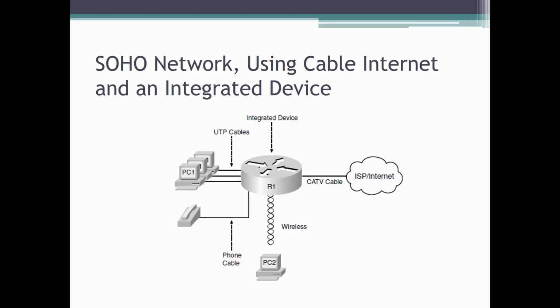Again, the SOHO router could be multiple devices. It could be a wired connection. It could be wireless. It could be doing VoIP. So SOHO routers are normally classed by themselves because they're multifunctional. It could also have a built-in switch.